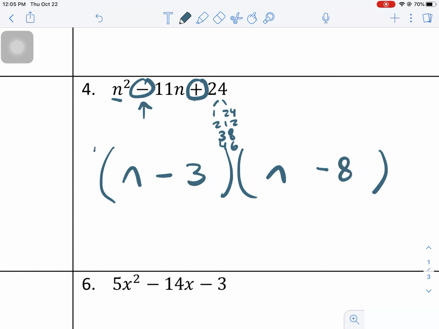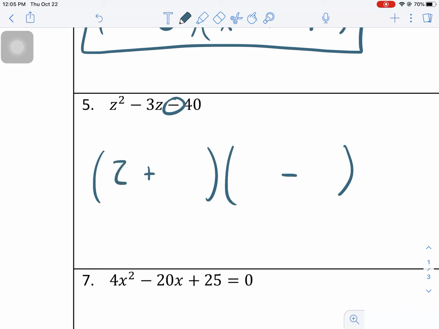Number 5, our a value is 1. We have negative and negative, which tells us negative at the back tells us positive and negative. So we have z and z. Factors of 40, 1 and 40, 2 and 20, 3, 4 and 10, 5 and 8. Looks like 5 and 8 could make negative 3. So if we went negative 8 and positive 5, that would give us our negative 3.